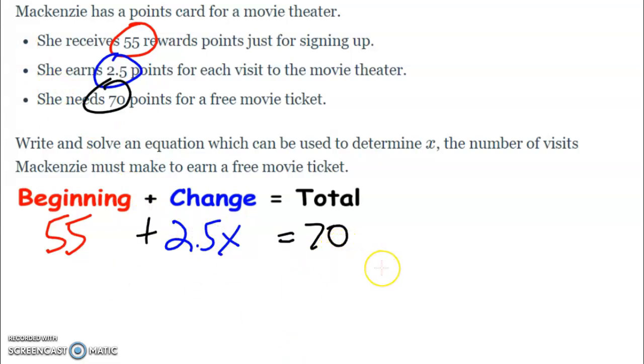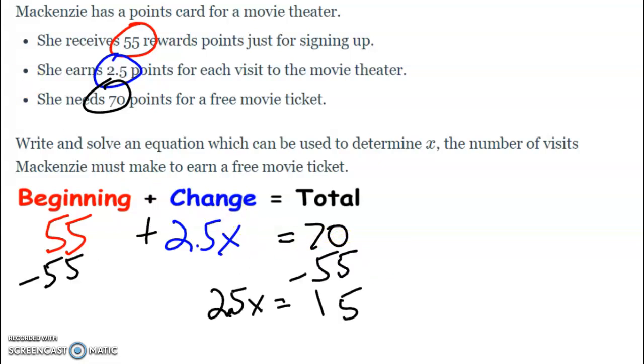So now we have our equation. All we have to do is solve from there. So we'll just solve it. We'll subtract 55 on both sides and then divide by 2.5. And x will equal 6. Alright, let's take a look at another example.